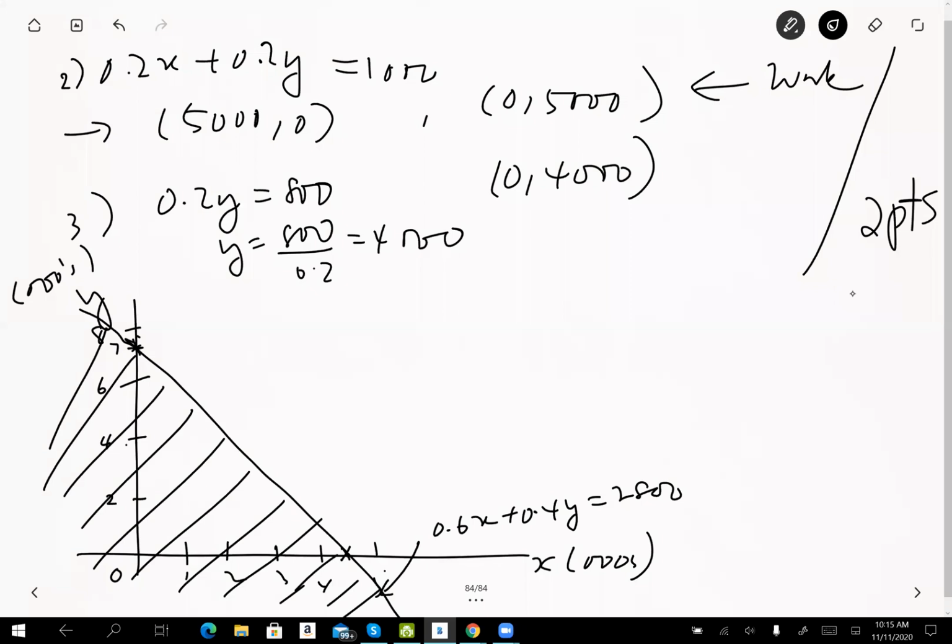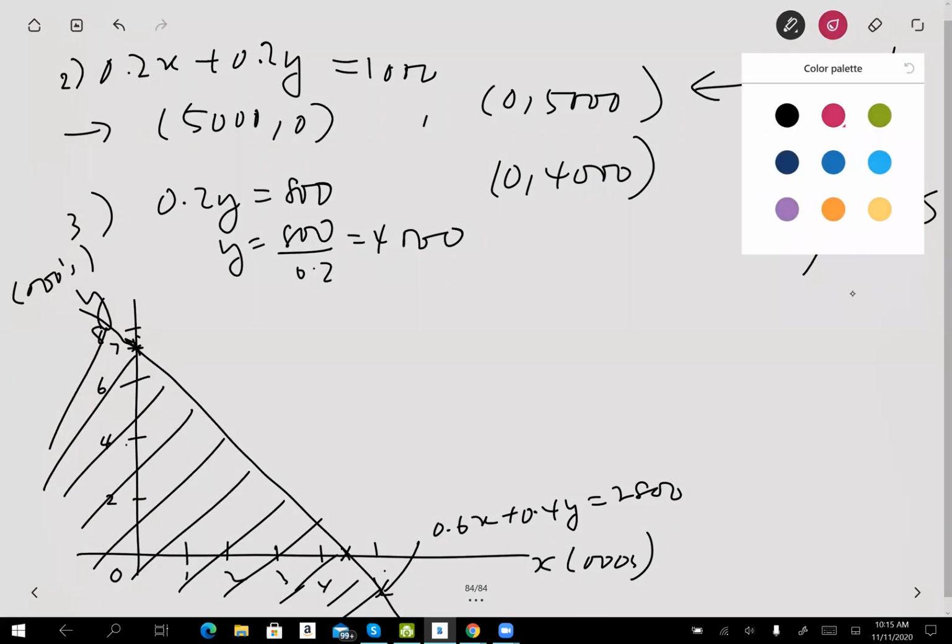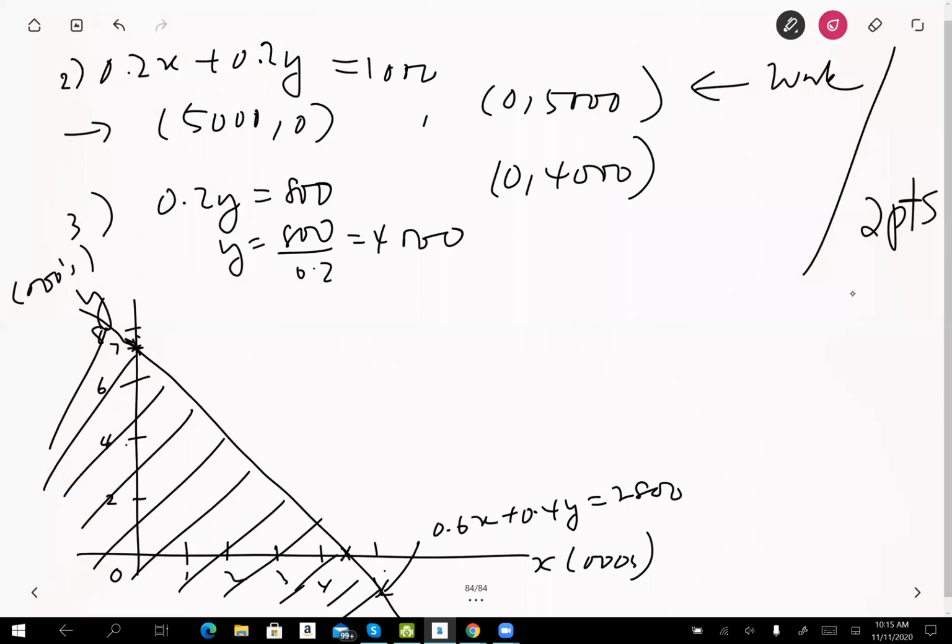Now the next line is the other equation, 0.2x plus 0.2y, 1,000. So the x-intercept is 5,000, somewhere here. The y-intercept is 5,000. That's the point. You connect the points. Okay, good. I make it very nice. So that is the other inequality. So you got 0.2x plus 0.2y equal to 1,000.